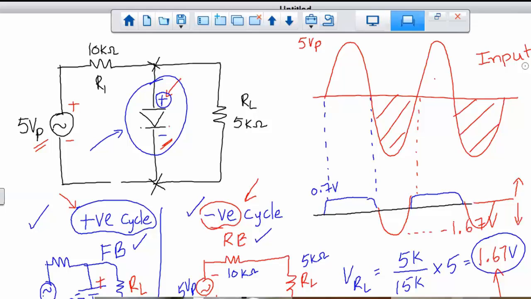That's why this one is not a rectifier, since it is connected in parallel to the load. Rectifiers are usually where the diode will be in series with the load. But if you put a diode in parallel with the load, that would be a clipper, not a rectifier.